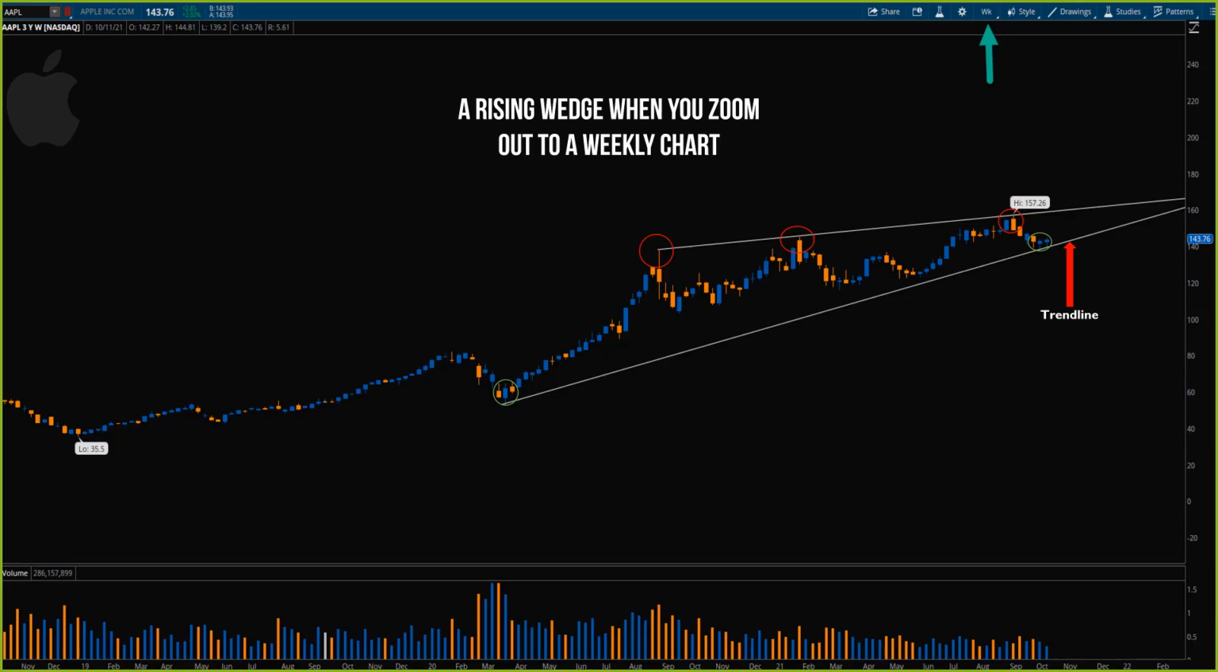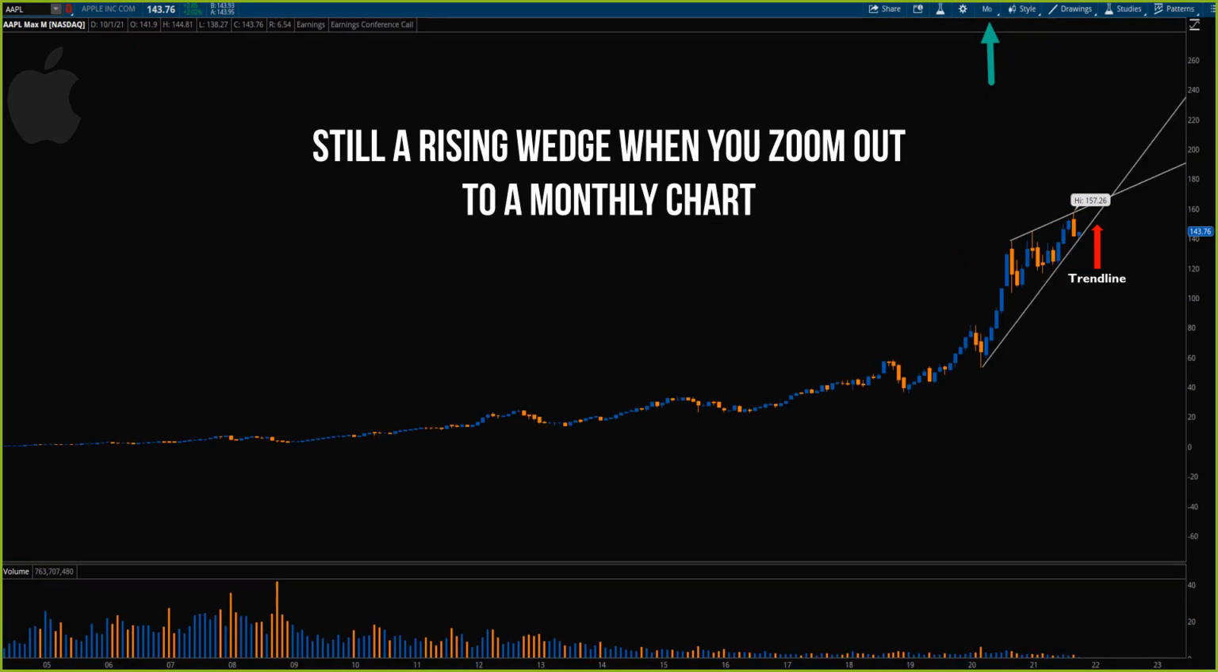So when you zoom out on Apple, now we go to a weekly chart. It's still a rising wedge, right? And you can see price is bouncing off that angular support or that lower trend line. When we zoom out again to a monthly chart, as of right now, it's still a rising wedge pattern, right? So it's holding support. If you're bullish on Apple, you want to see price hold and continue up.